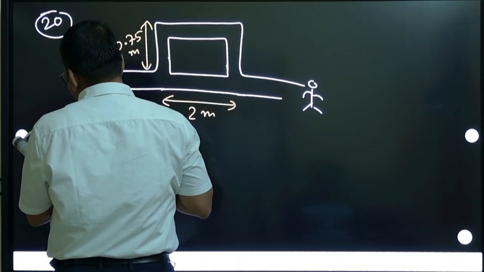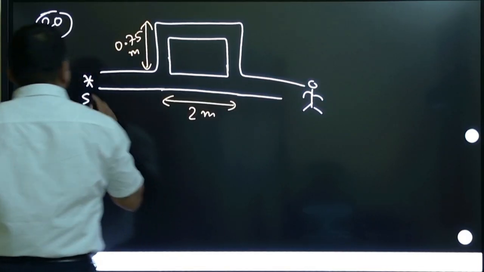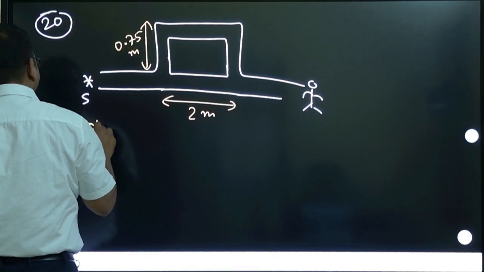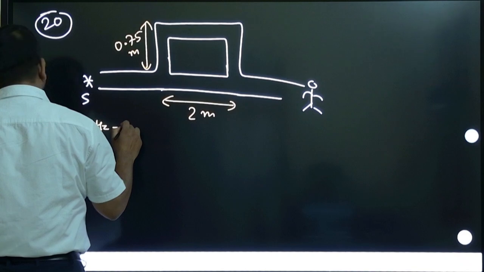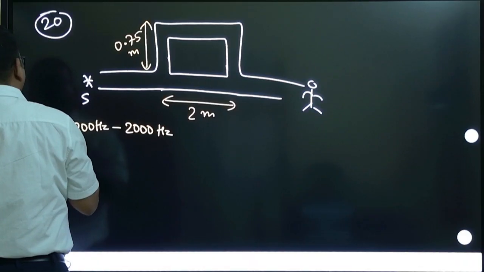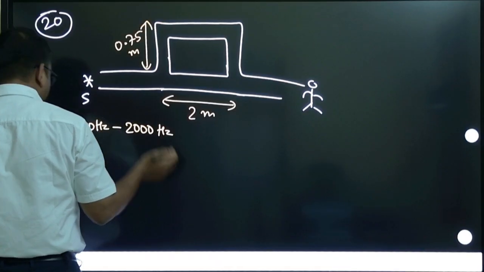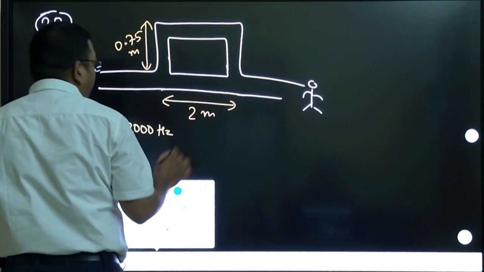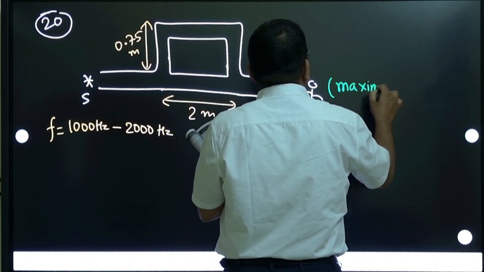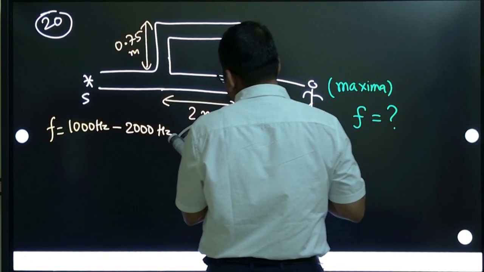The figure shows a tube in which sound is fed at one end and there is a receiver. The frequency of sound can be varied, from 1000 Hz to 2000 Hz. So the frequency of this source is variable. Find all frequencies for which a maximum is detected at the other end. So here you are getting a maxima, and you need to find the frequencies for which he will get maxima.